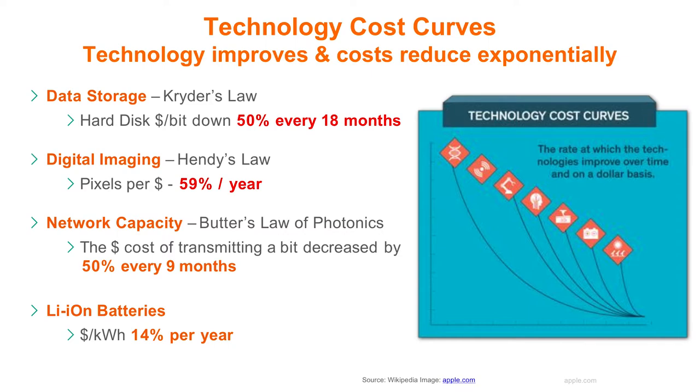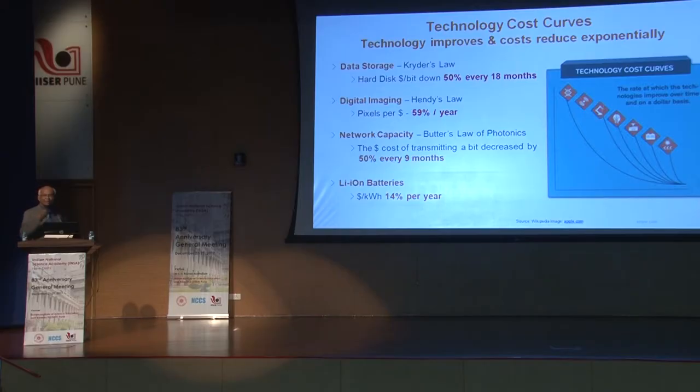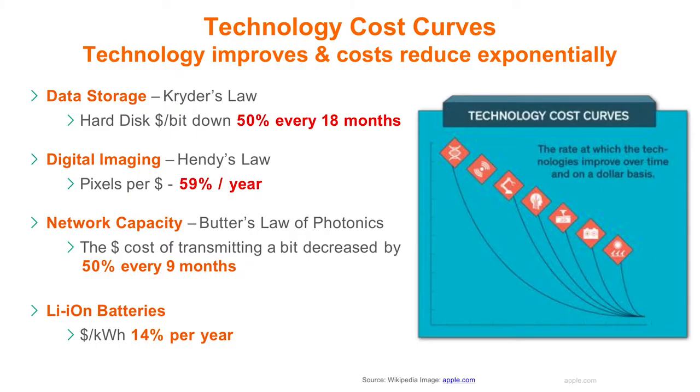Network capacity, Butters' law of photonics. There is a young man who is working on photonics here in the audience. Anyone? There's somebody I met. Yeah, you are working, so you would know this law. Okay? The dollar cost of transmitting a bit decreases by 50% every 9 months.